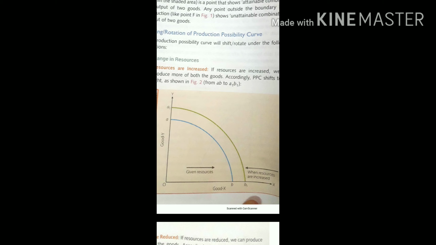So you can see the other arrow in the green line, which shows that when resources are increased, the production possibility curve moves in an upward direction, or you can say to the right hand side.